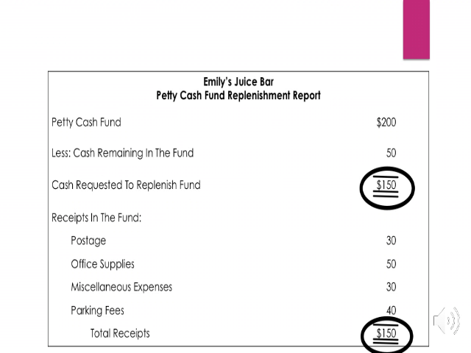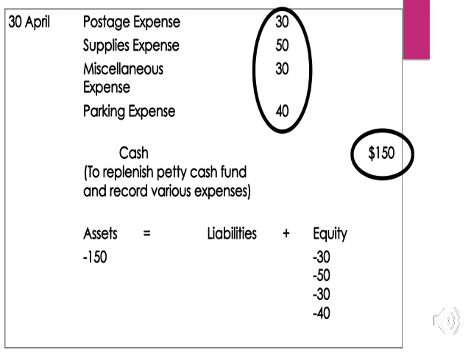Suppose Andrew examines the fund and prepares the following report for the 30th of April. The report shows a $150 cheque needs to be cashed in order to replenish the fund. This is calculated through the receipts totaling $150, and the journal entry increases the four expense accounts and decreases the cash account for the total amount of the cheque.